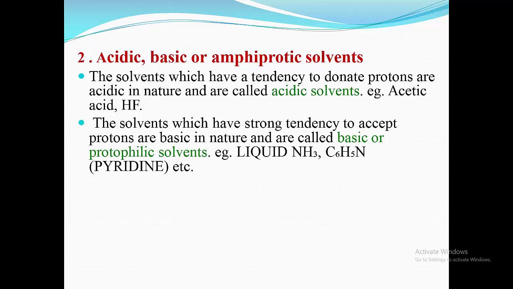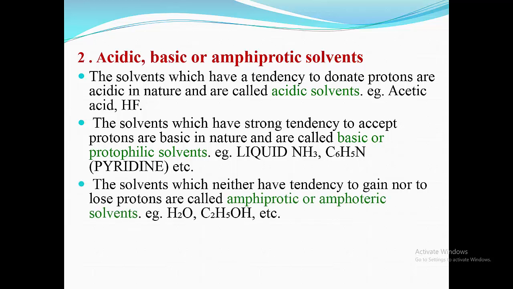The solvents which have strong tendency to accept protons are basic in nature and are called basic or protophilic solvents. For example, liquid ammonia, pyridine, etc. The solvents which have tendency to both gain and lose protons are called amphiprotic or amphoteric solvents. Examples of these solvents are H2O, water, and C2H5OH, ethanol.